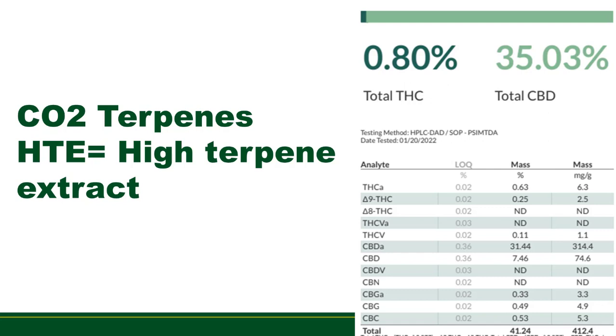So here's an example of a test result from CO2 extraction on one of our varieties. You'll actually hear this called high terpene extract because it does contain quite a bit of cannabinoids. I was actually surprised how much still exists. It's interesting. These are almost the numbers you would see on a dab or a concentrate source like that. 41% cannabinoids. And I'll show you later on, after we talk about distillation, how this compares to steam distillation.